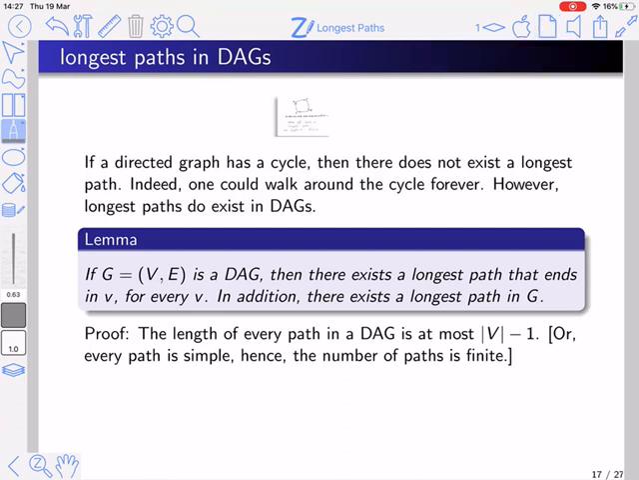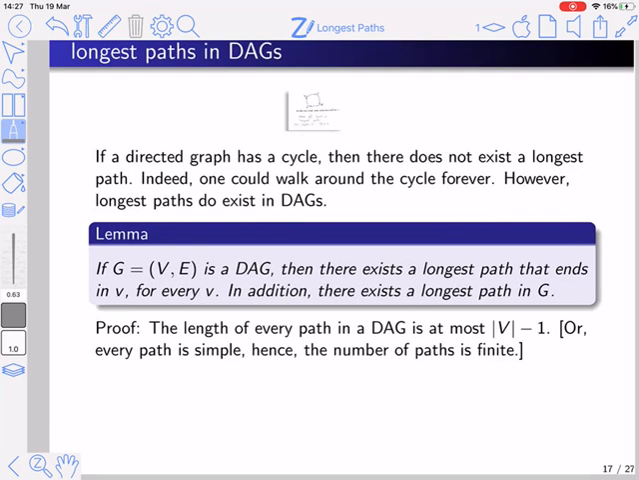Now, if we are focusing on DAGs, these are directed acyclic graphs, then we claim that indeed, in a DAG, there exists a longest path that ends in V for every V. In addition, there exists a longest path in G, in the whole DAG. And the proof is very simple. It's based on the fact that we have already proved that the length of every path in a DAG is at most the number of vertices minus 1. Therefore, since the length of every path is bounded by this number, we know that there must exist a longest path.